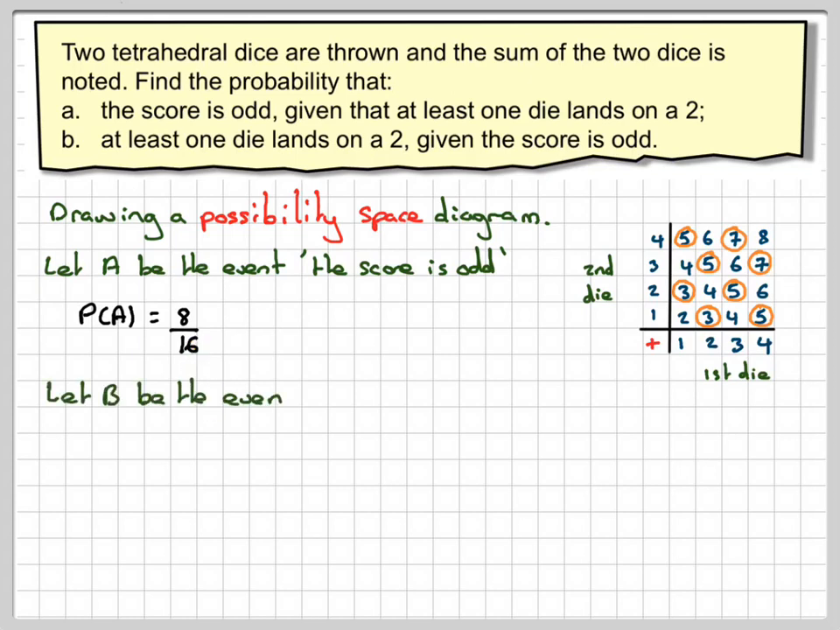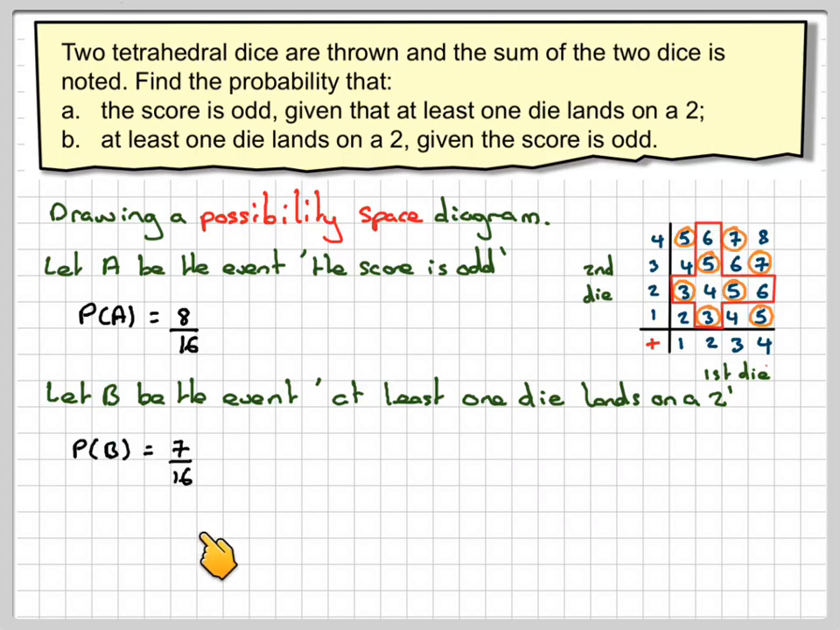And we'll let event B be that at least one die lands on a 2. That would be all those which are now being encircled with red. So there's going to be 1, 2, 3, 4, 5, 6, 7. So that will be 7 out of 16.